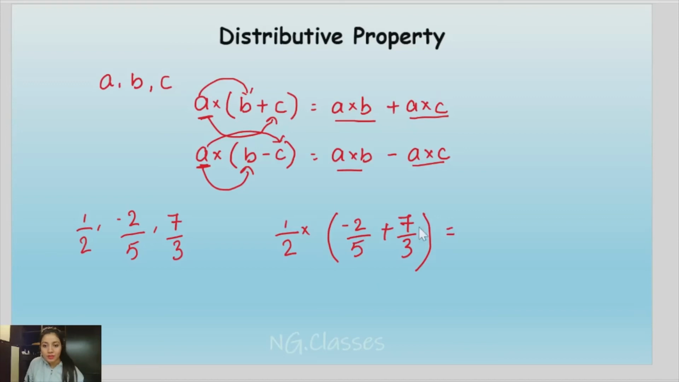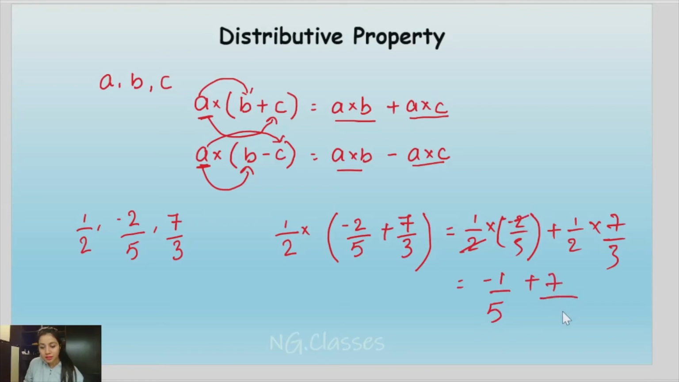Rather than solving according to BODMAS, what do we do? We solve the bracket at first and then we do the multiplication. But here, according to the distributive property, we can multiply first. We can do 1 by 2 into minus 2 by 5, and 1 by 2 will also be multiplied with 7 by 3. Then multiplying this first, we'll get minus 1 by 5 plus 7 by 6.